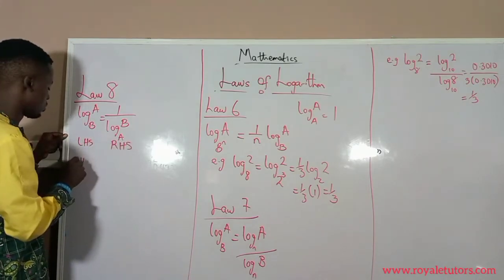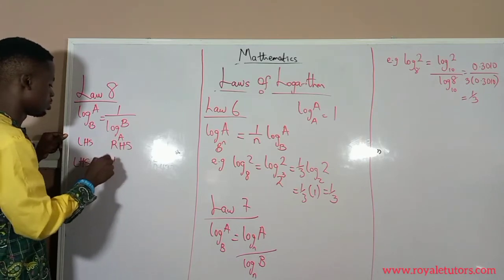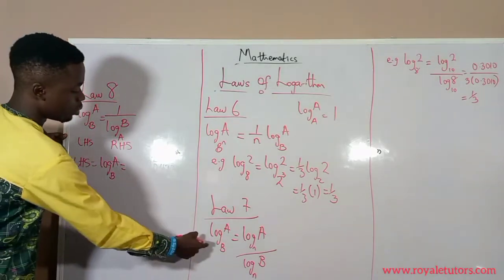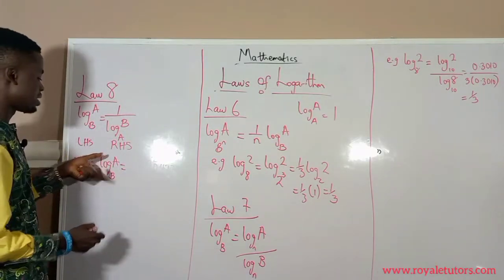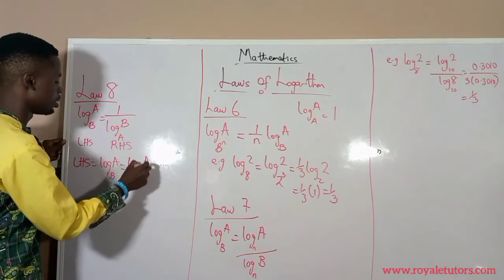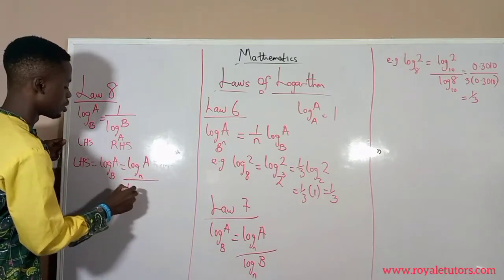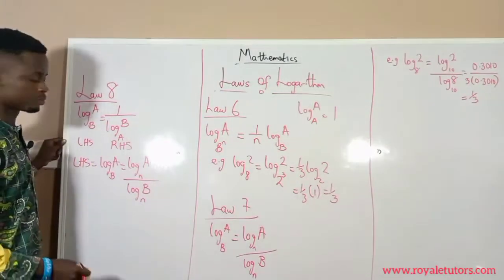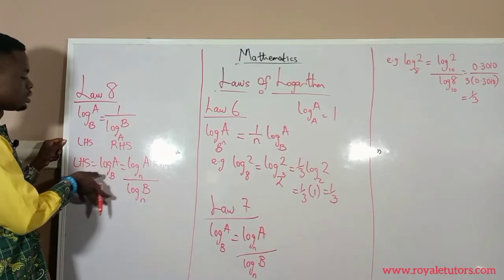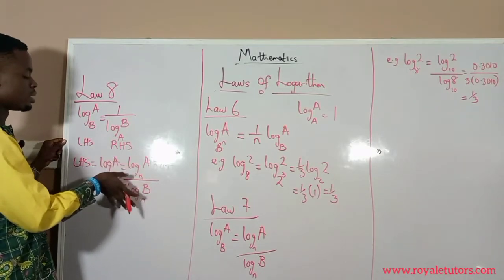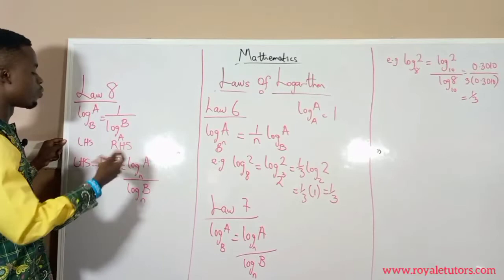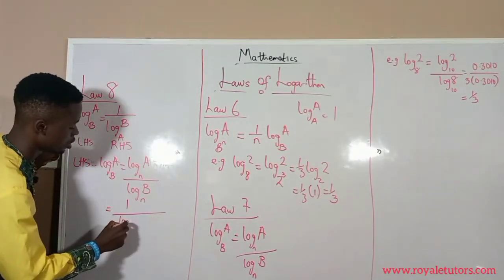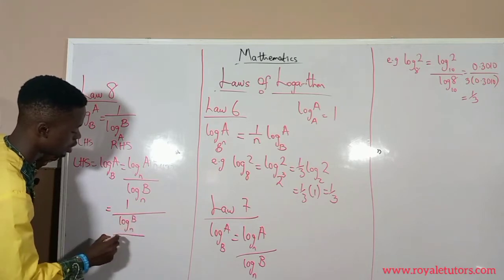Okay, so your left hand side is written as log A base B. From what we learned from law 7, we can rewrite this one to be log A base n over log B base n. That is from a product of law 7. Log A base B can be written as log A base n over log B base n, of which we can decide to write it as 1 over log B base n over log A base n.